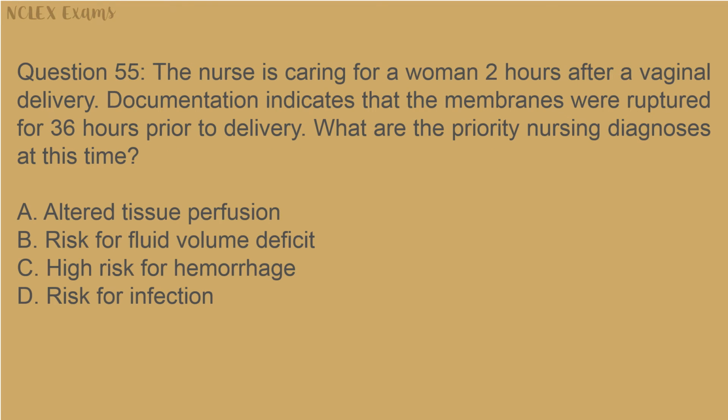Question 55. The nurse is caring for a woman 2 hours after a vaginal delivery. Documentation indicates that the membranes were ruptured for 36 hours prior to delivery. What are the priority nursing diagnoses at this time? A. Altered tissue perfusion. B. Risk for fluid volume deficit. C. High risk for hemorrhage. D. Risk for infection.